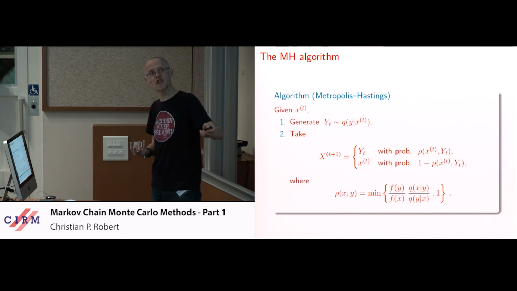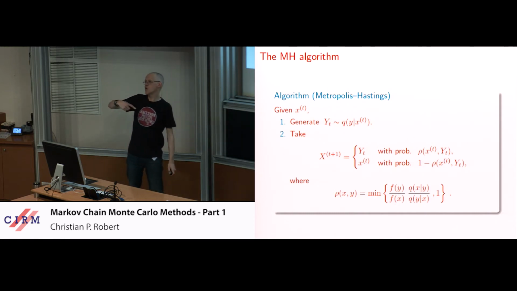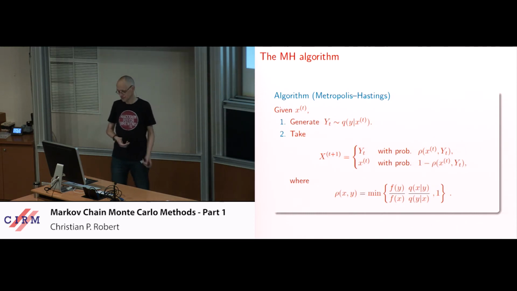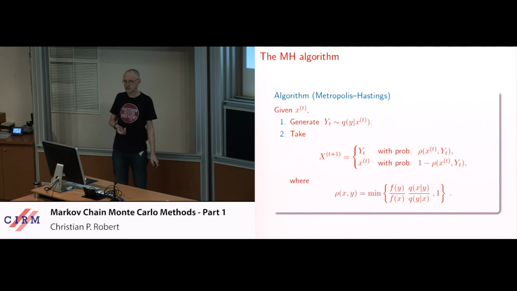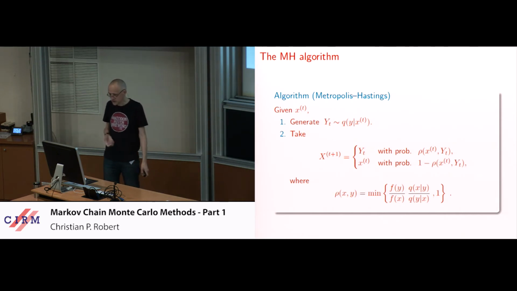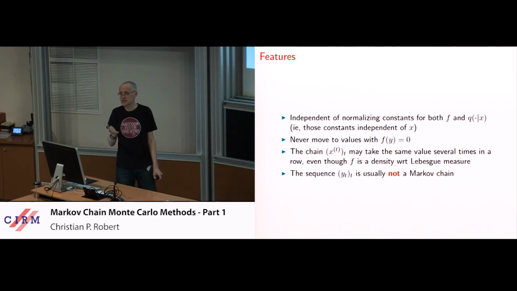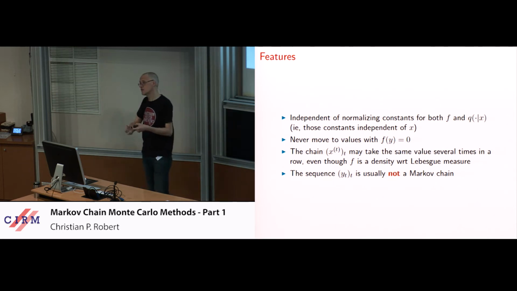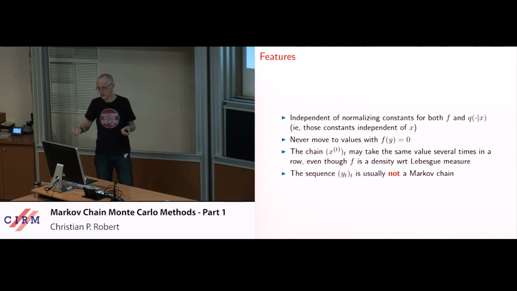Okay, so we have this ratio f of y over Q of y given x, which is what we would like to use over what we effectively use. And, well, because it is a probability, we have to truncate this ratio at 1, which doesn't matter for all practical purposes. Okay, so we could talk a long while about this algorithm. It is very basic in that all you need to know is f up to a constant, and then you have the choice of this kernel Q that you can implement on a computer.